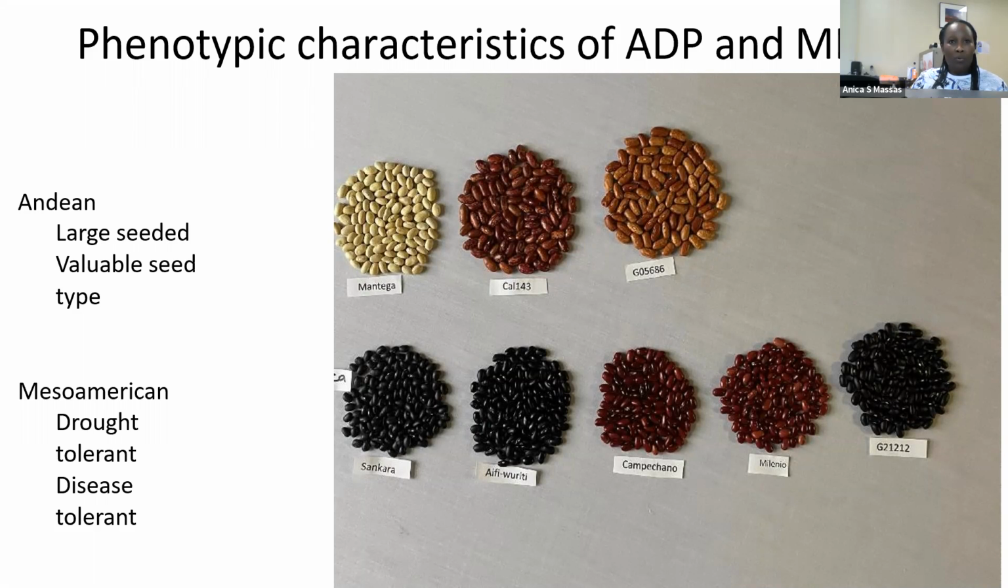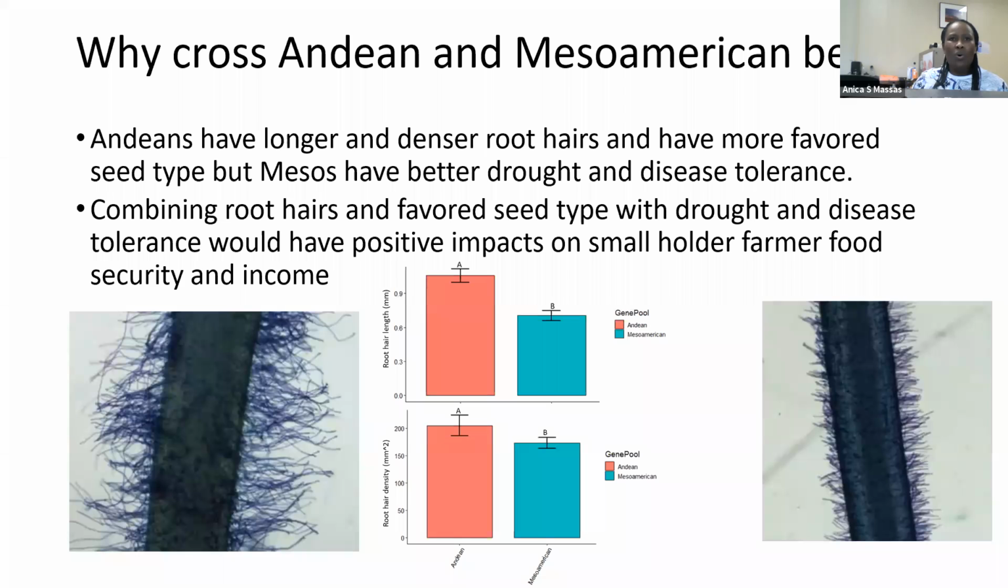We find that the Andean gene pool has large, valuable seed. Mesoamerican is drought tolerant and disease tolerant. Here we have some of the parents that we use. The Andean parents have large seed, and below are the Mesoamerican parents with small seed. You're going to see all these parents while I'm presenting. And why do we need to cross the Andean and Mesoamerican gene pools?